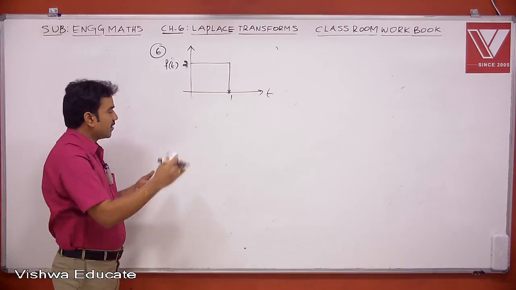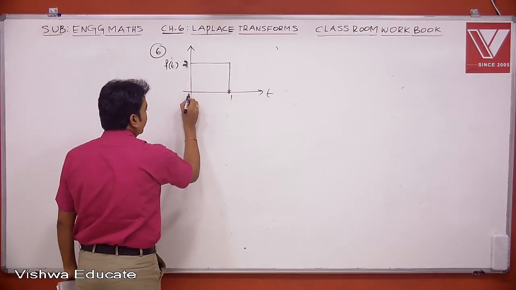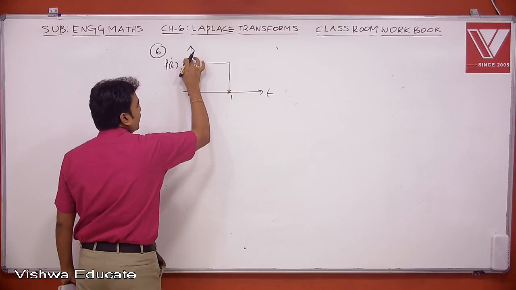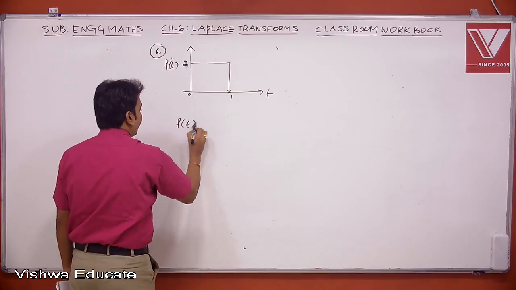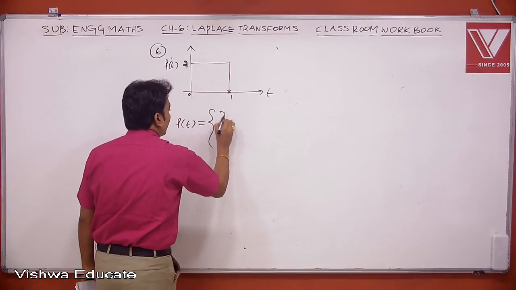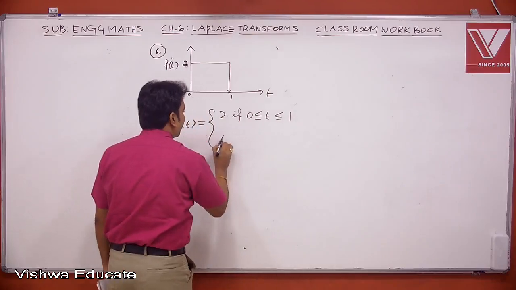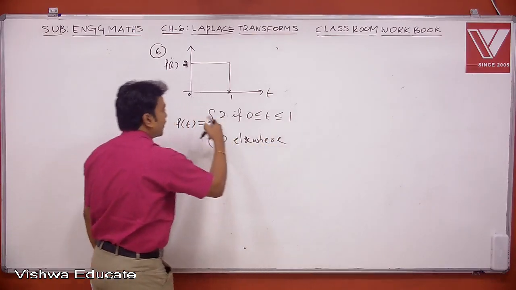So they were asking the Laplace transform of this function. What it means is, when t is, this is origin, when t is ranging from 0 to 1, the function is 2. Above that, it is 0. So therefore, f of t is given like this: f of t equal to 2 if t lies between 0 to 1 and 0 elsewhere. So we need to find the Laplace transform of this function.